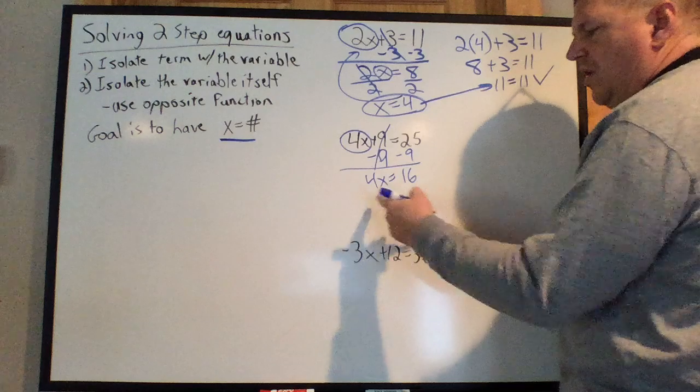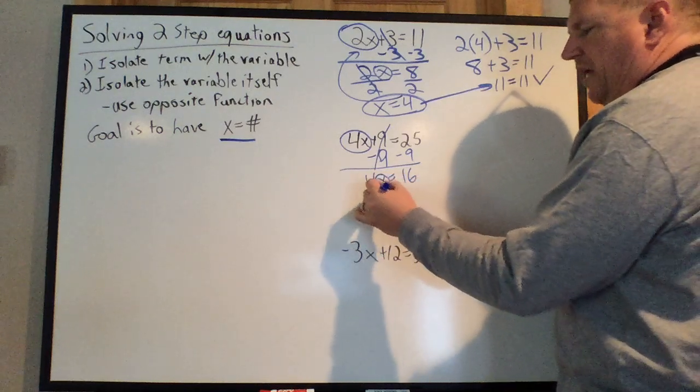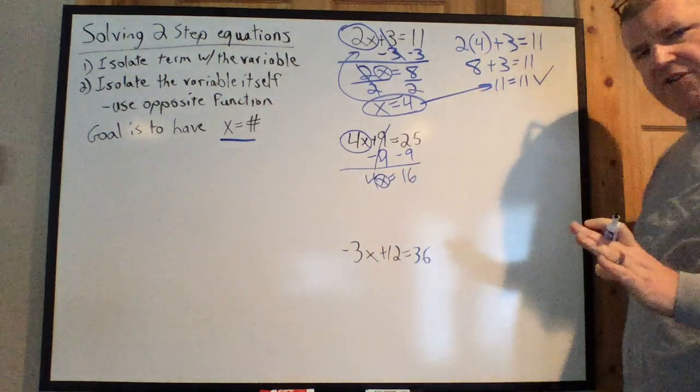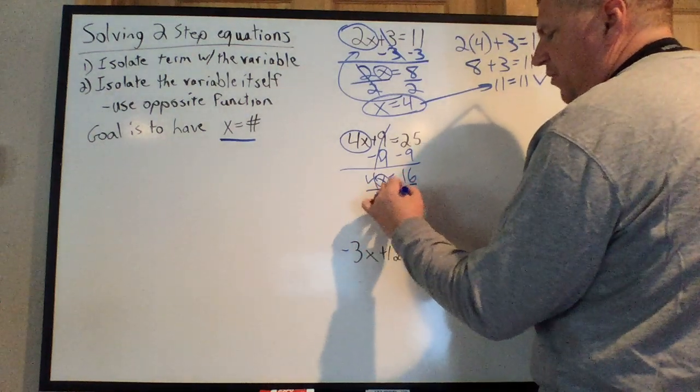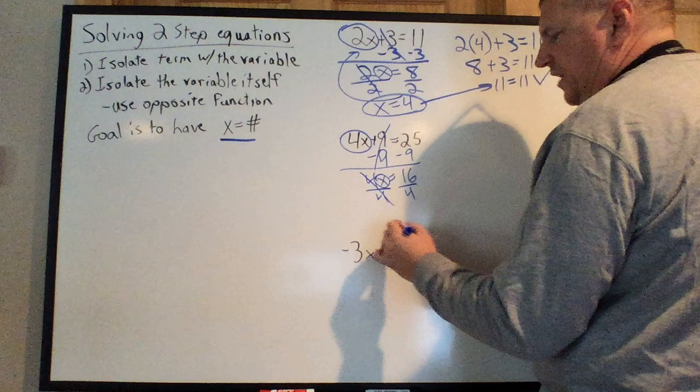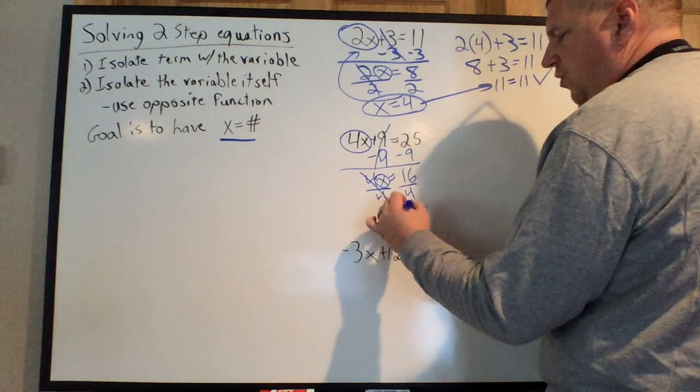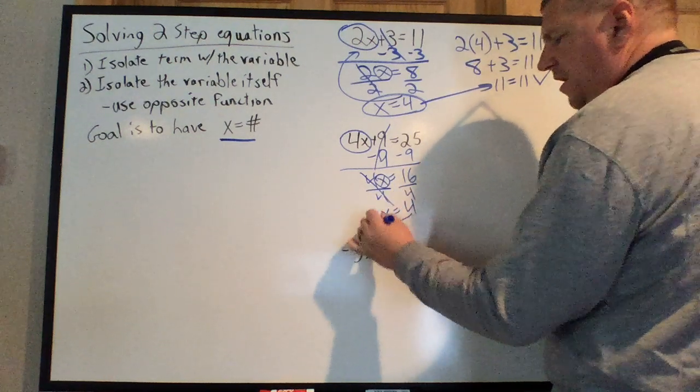The x is now being multiplied by 4. I want the x all by itself, so I've circled it. So we're going to divide by 4 on both sides. Those 4's cancel. X equals 4. That gives me my final answer.